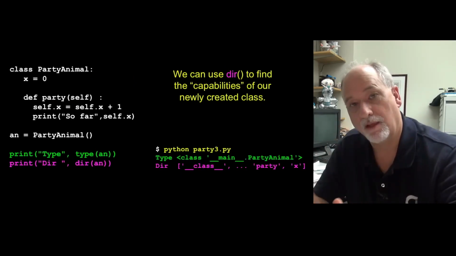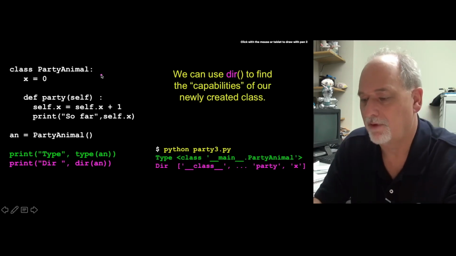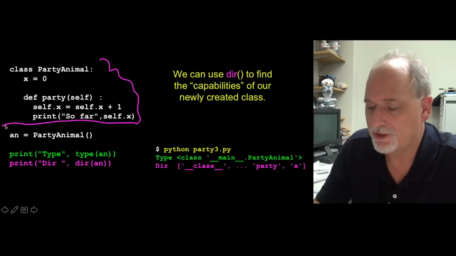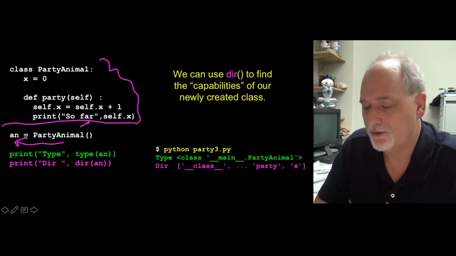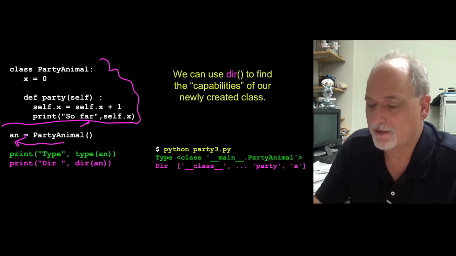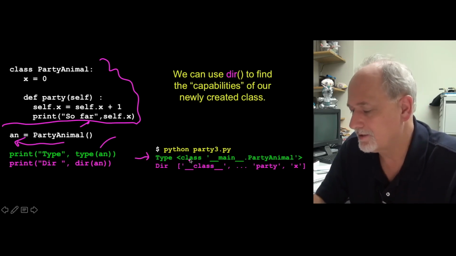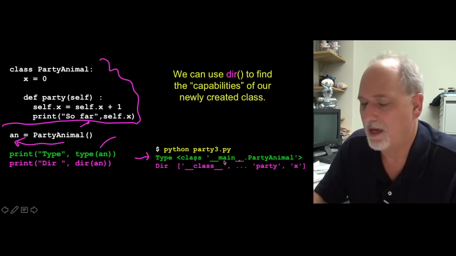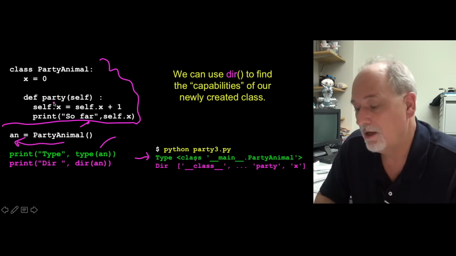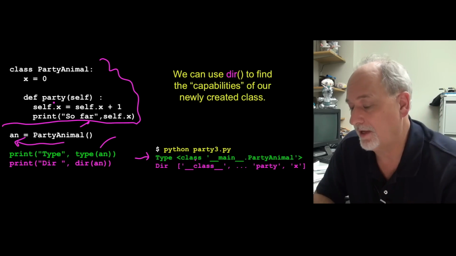Now if we do the same thing to code that we've built, or a class that we've built, so now we have a party animal class. Remember, this up to here is just definition. Now we construct it and we store it in an. So an is a variable that contains an object of type party animal. We ask it what type it is, and it prints out here. It says this is a class, and it's __main__.PartyAnimal, where __main__ is the scope. But you can see that you have made a new type. You built a type by using this class keyword.